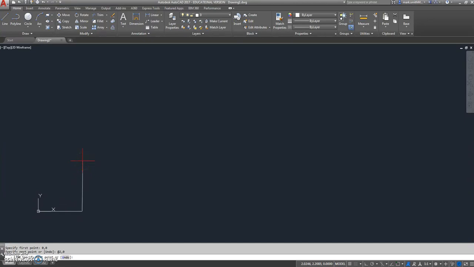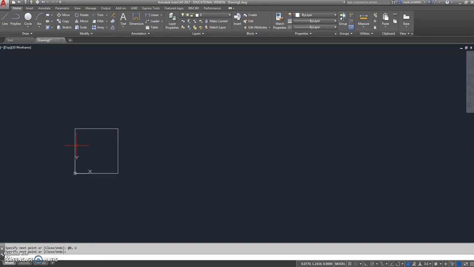And then from that point, I'm going to go at symbol. I'm going to move 0 on the X, 2 on the Y. And then I'm going to go at symbol. I'm going to move -2, 0. And then I can go at symbol, 0 on the X, -2 on the Y. Oh, did I get that wrong? Oh, I must have put something in wrong. So we'll go at symbol. We'll go 0 on the X, -2 on the Y.